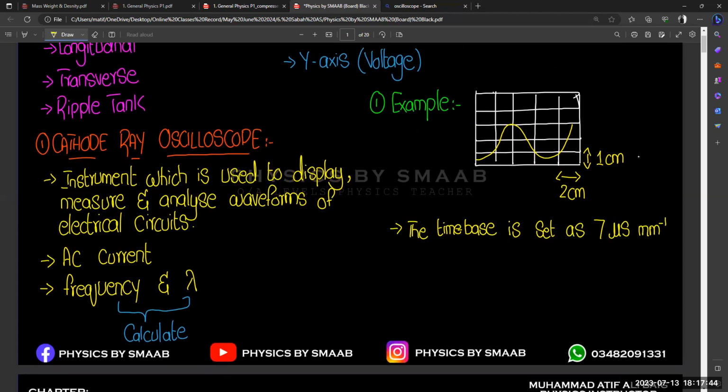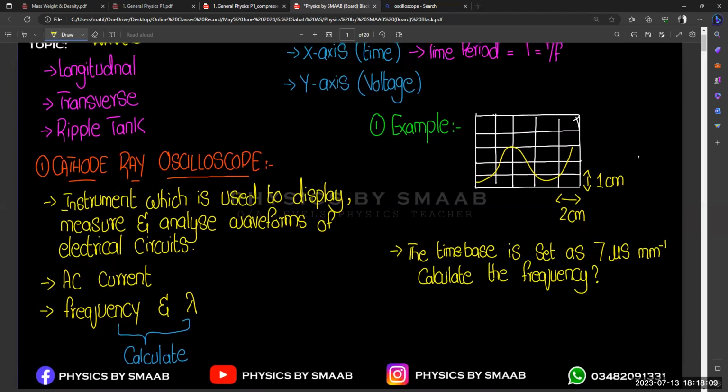So first of all, the question is to calculate the frequency. We know the concept that we can easily find the time period first, then we divide one by it, so we will get the value of frequency. But the problem is how to record the reading. So now let's try to record the reading from this graph.